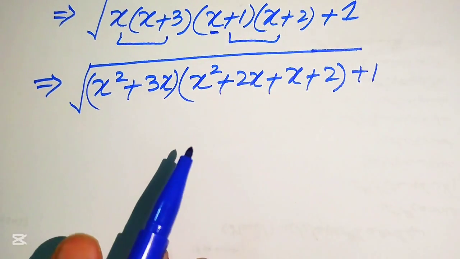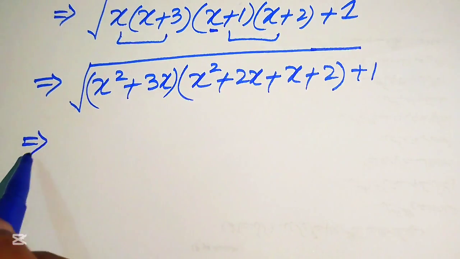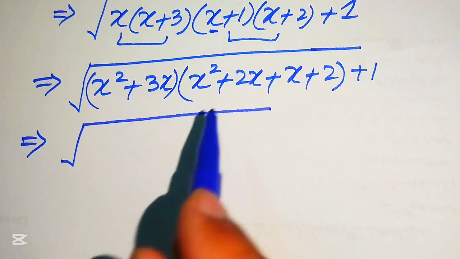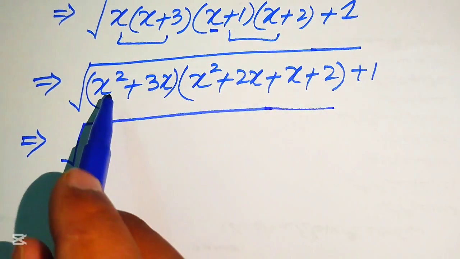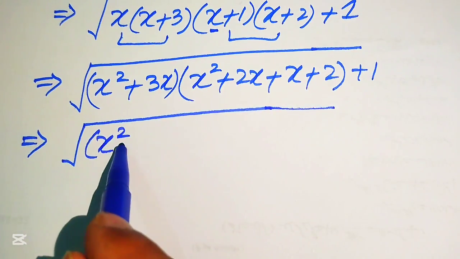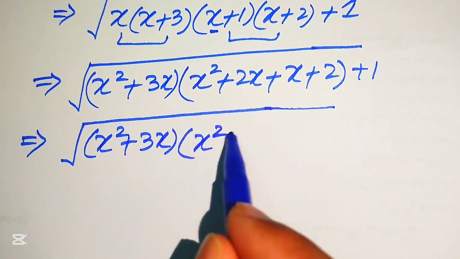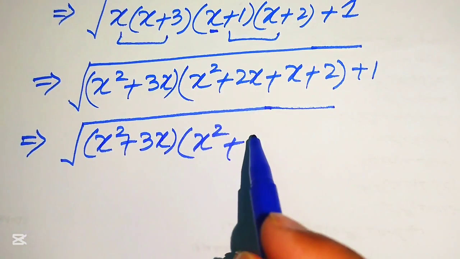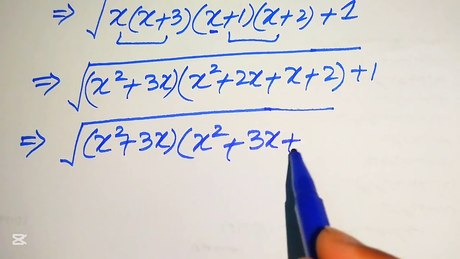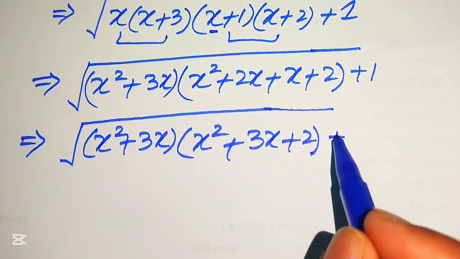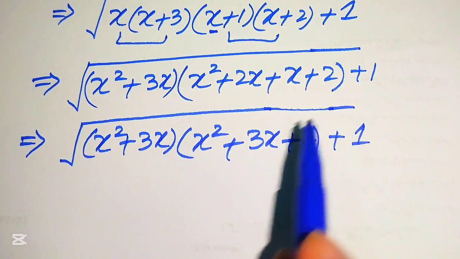And now in the next step we need more simplifications, and you see here we will just add or subtract the like terms. So here you have x square plus 3x into, here we have x square plus 2x plus x becomes 3x plus 2, and at the last we have plus 1.